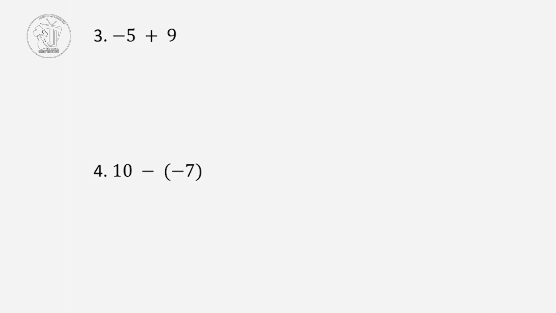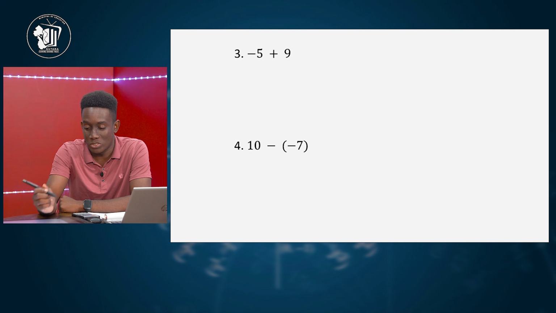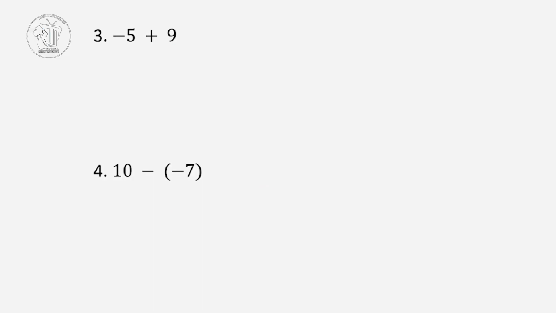So the other example says negative 5 plus 9. The signs are different. We're adding, so that means we subtract and we put back the sign of the larger number. So 9 subtract 5 would give you 4, and you put back the sign of the larger number, which is plus. So this would be plus 4.